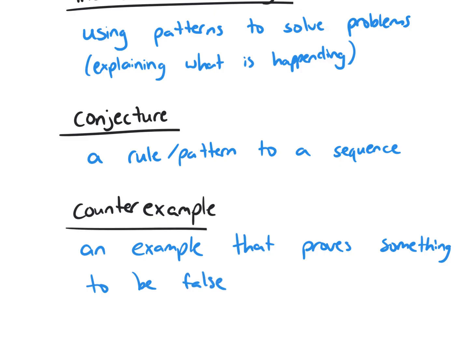For example, if I told you that any number is always positive, what's a counterexample you can give me? Any negative number. If you said -2, that would be a counterexample because that's not positive. If I use the American flag, the only color on the American flag is red. What's a counterexample? White or blue. So that's what a counterexample is. It's proving a statement to be false.